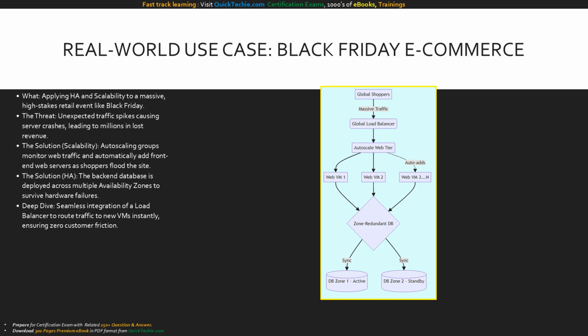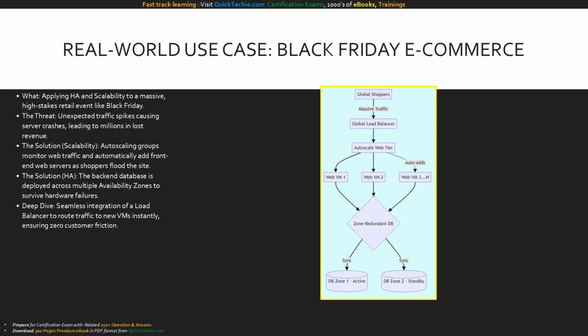Simultaneously, to address the hardware threat, we have deployed our backend customer database using a zone-redundant configuration. If the power supply to the primary database rack actually blows out under the heavy load, high availability instantly fails over to a secondary database in a completely different physical availability zone. The customer clicking checkout never even notices a glitch.